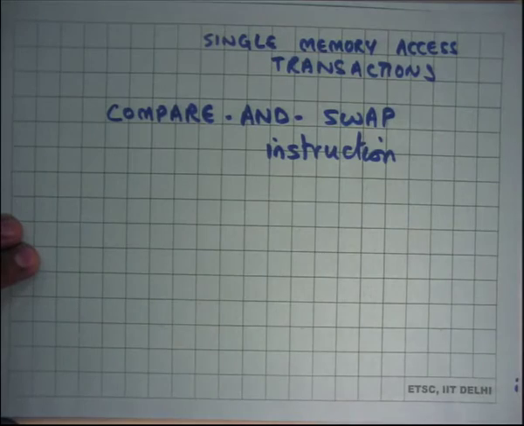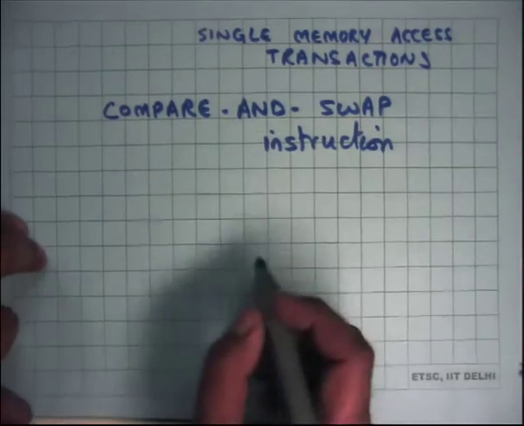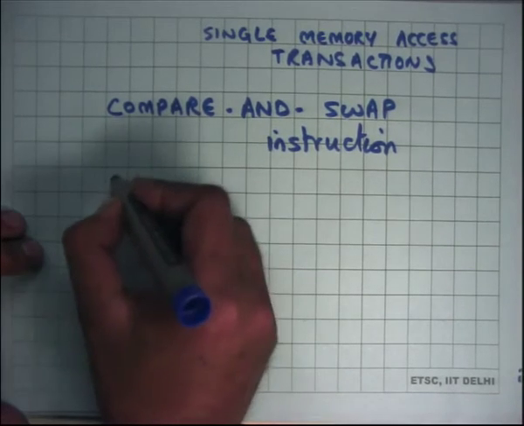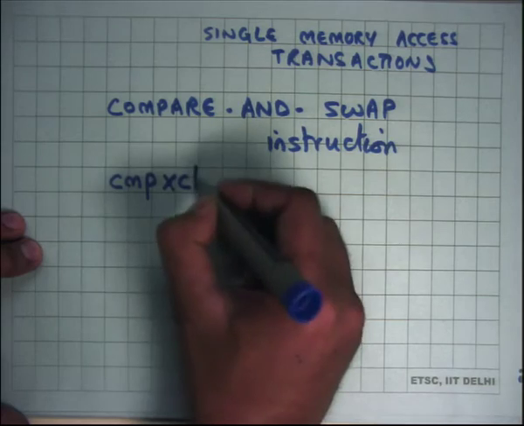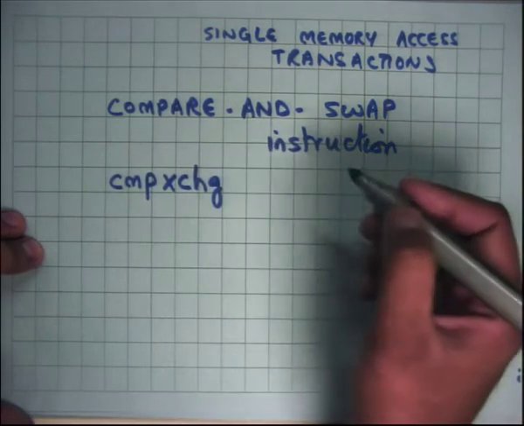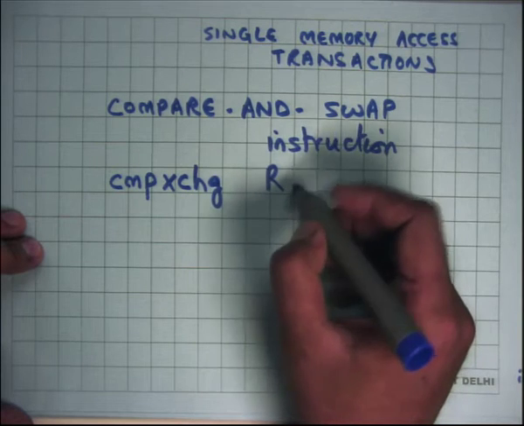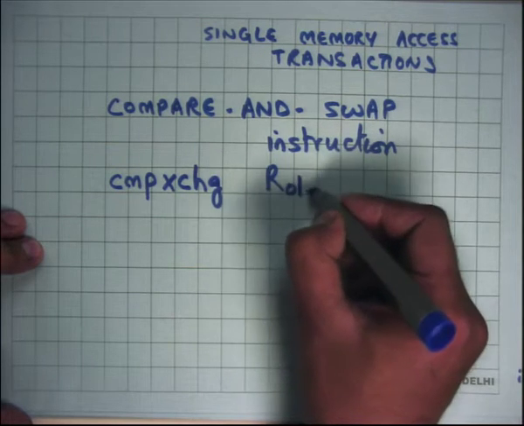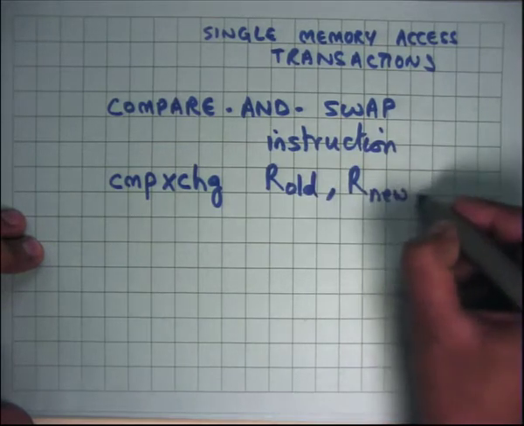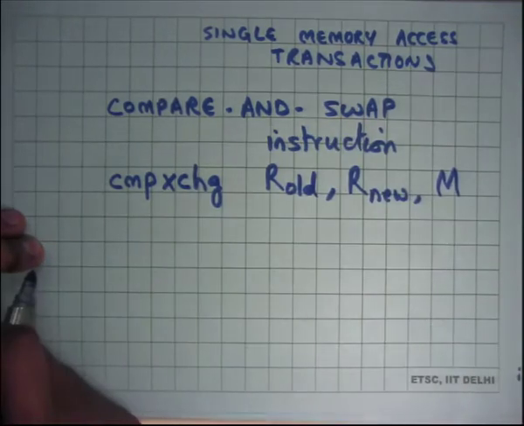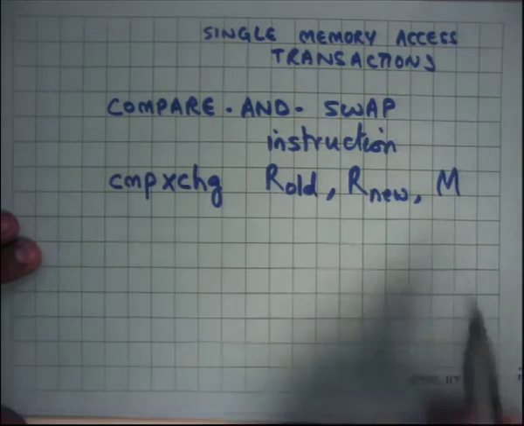All right. So let's see what this compare and swap instruction is. If I was to write the C semantics: compare and swap on x86 is called the compare and exchange instruction. It takes 3 arguments: register 1, which I'm going to call R old, register 2 that I'm going to call R new, and a memory location M, right?